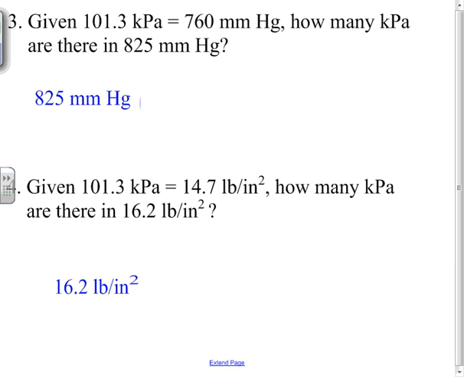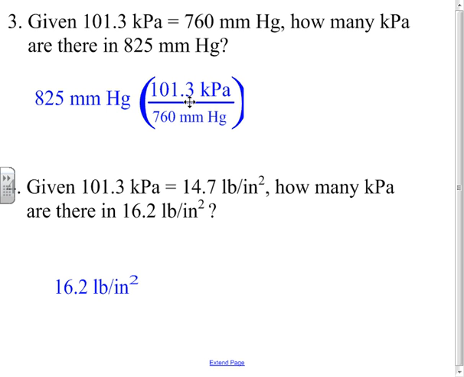Given that 101.3 kilopascals equals 760 millimeters of mercury, how many kilopascals are there in 825 millimeters of mercury? Now we'll want the millimeters of mercury on bottom, the kilopascals on top, giving us this ratio or relationship. The millimeters of mercury will cancel out. So 825 times 101.3 divided by 760 will give us a solution of 110 kilopascals in 3 significant figures.